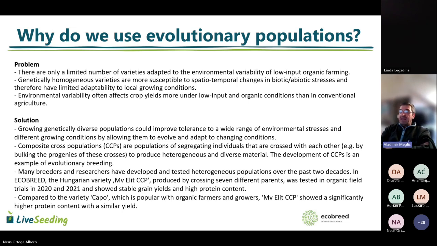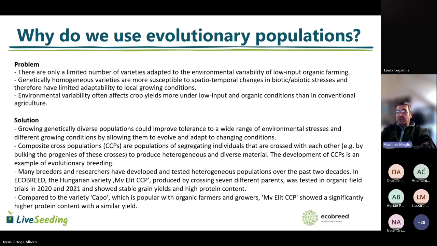So we have said that one of the solutions would be to grow genetically diverse populations that could improve tolerance to a wide range of environmental stresses and different growing conditions, and to allow them to evolve and adapt to changing conditions. So that means even if we have different farmers within a macro region, their micro environment could contribute to adaptation of those populations in their specific fields.